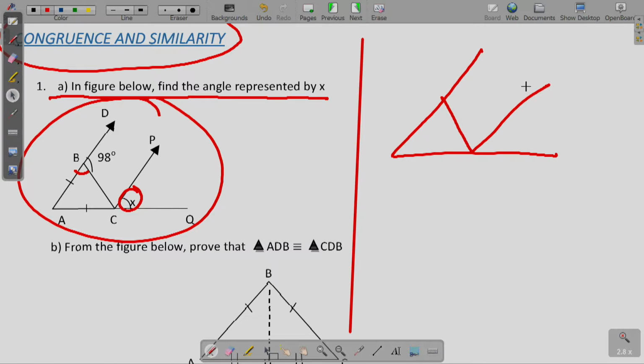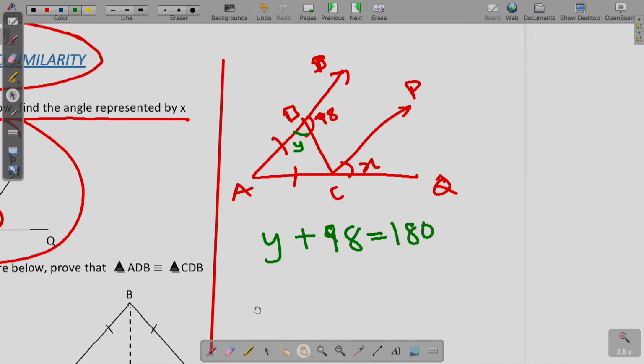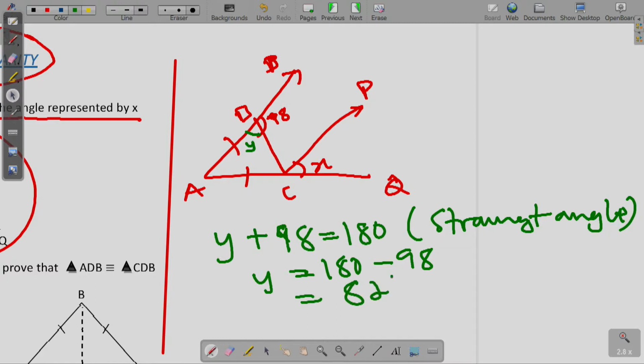We have a figure like this. Here we have angle 98. Here D, P, and this one is X. So let's start. Let's first find this angle. Let this angle be Y. So Y plus 98 is equal to 180. Why? Because it is a straight angle. Therefore Y is equal to 180 minus 98, which is equal to 82.